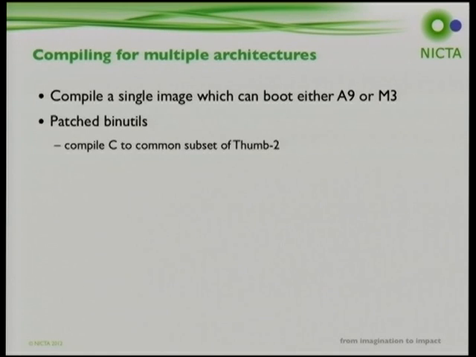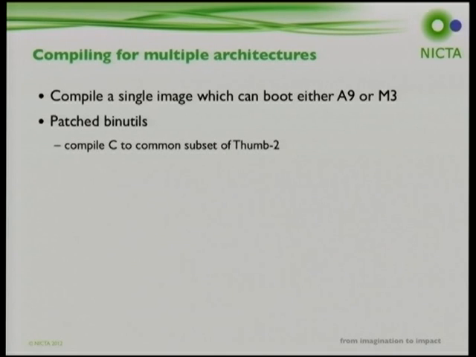binutils, by default, only compiles for a single architecture. So we needed to create a new architecture which represented this subset that we wanted to use. And we needed to compile all user programs using this. Also, when we were compiling the kernel, we wanted to compile the majority of the kernel using this.